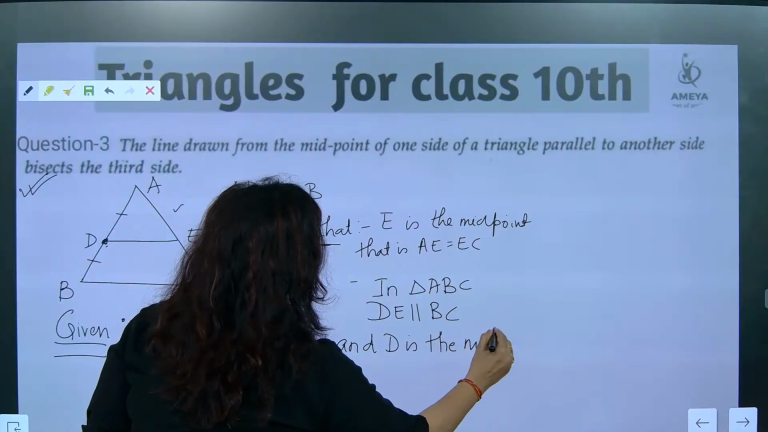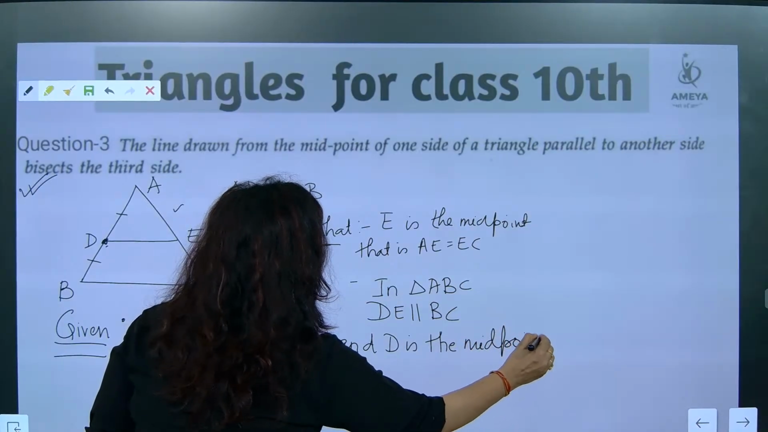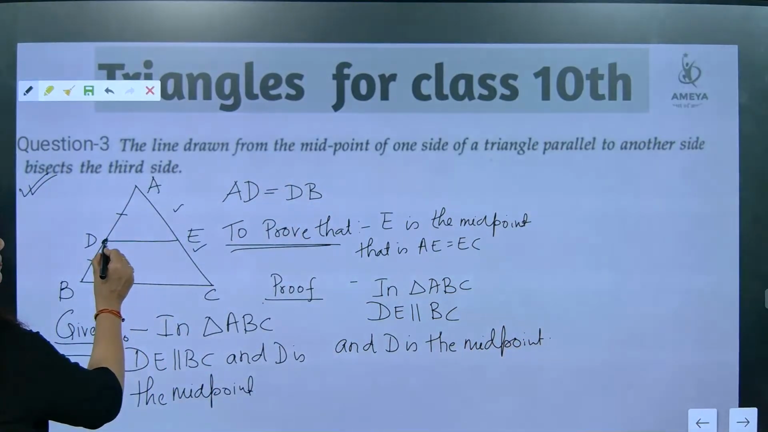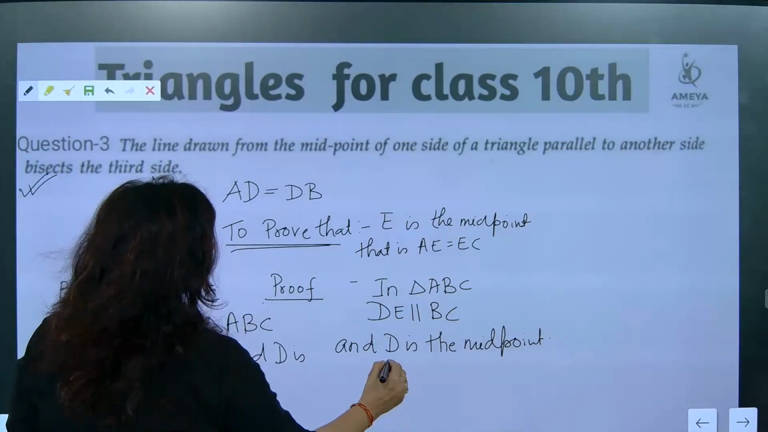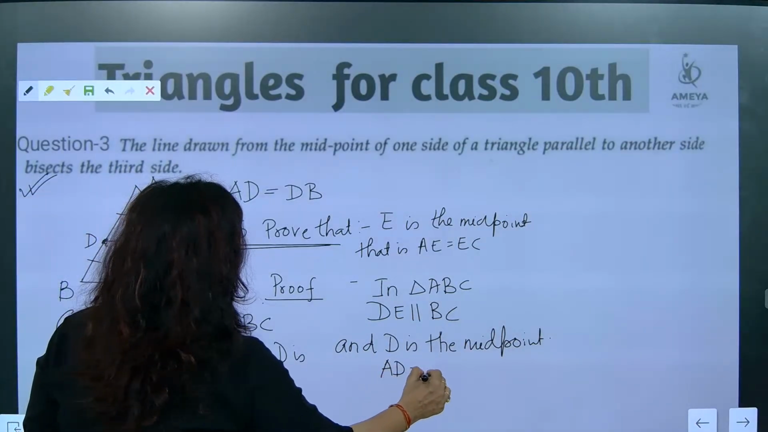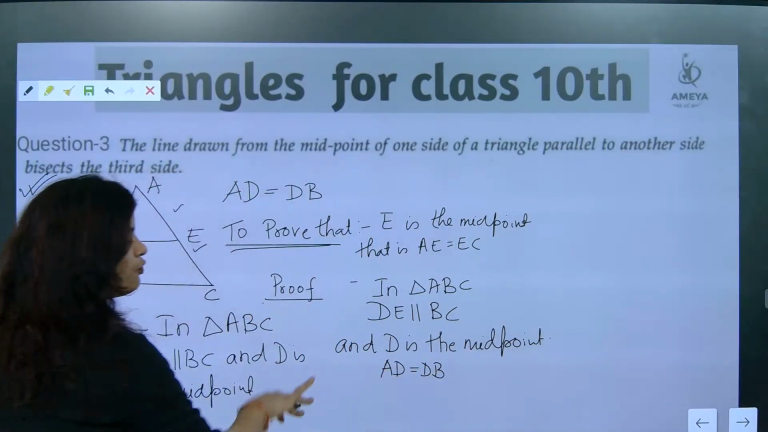And D is the midpoint. So, beta, if D is the midpoint, then what will happen? D is the midpoint. So, that means AD is equal to DB. Everything in the proof part we have written.